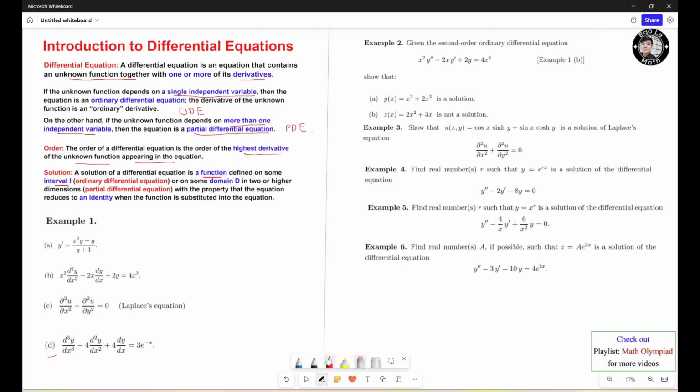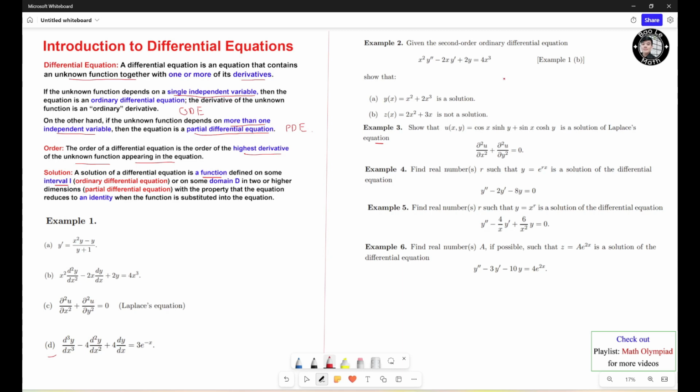Alright. Now let's move on to the third example. Show that u equals cosine of s hyperbolic sine y plus sine s hyperbolic cosine y is a solution of Laplace equation. Right, the second derivative of u with respect to s plus second derivative of u with respect to y equals 0.